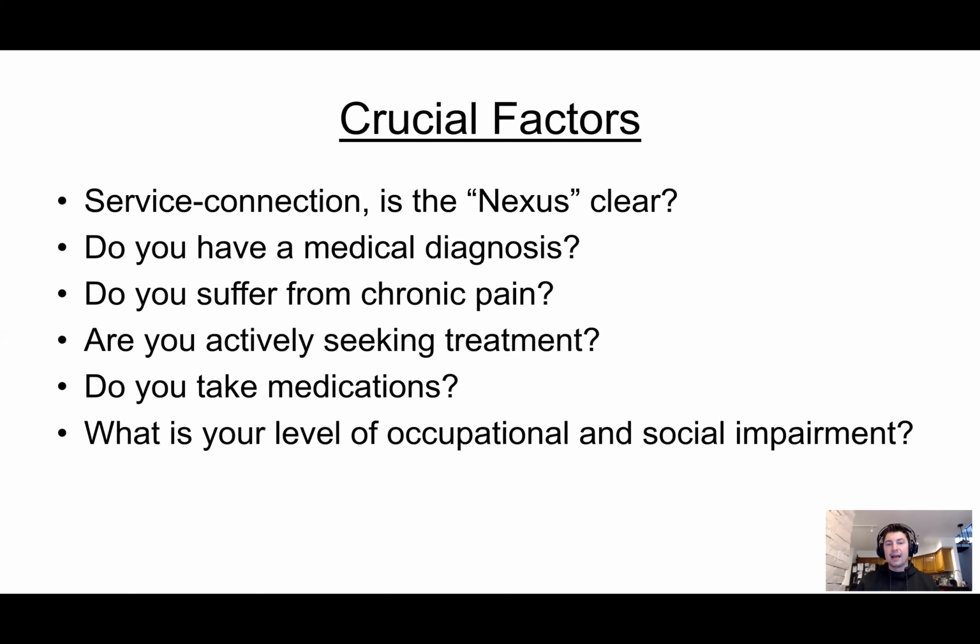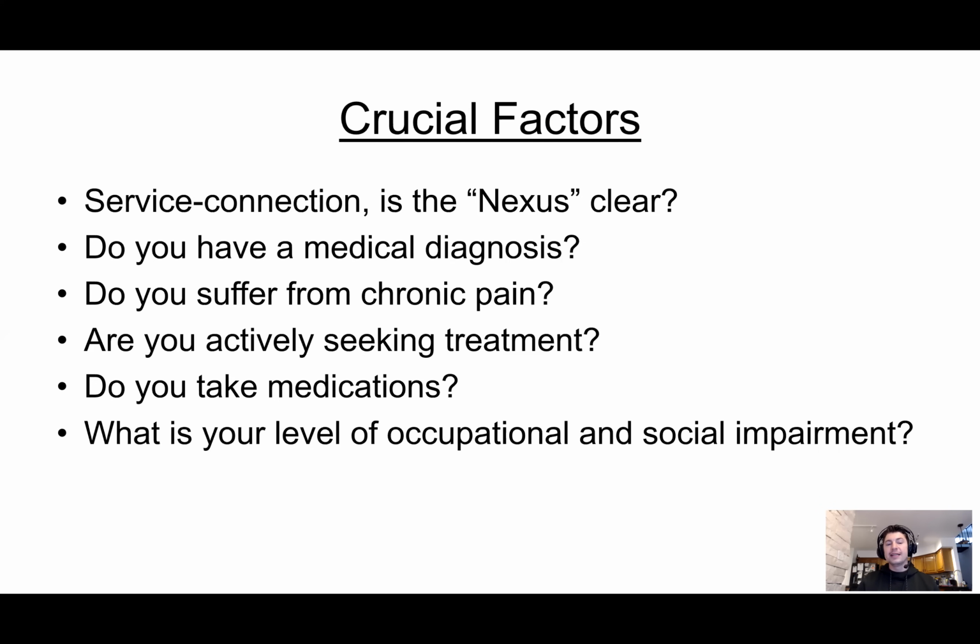Now, the other thing here is, do you even have a medical diagnosis? You cannot file a VA disability claim for somatic symptom disorder or any other condition if you don't have a medical diagnosis. So get to the doctor if you think you have an issue here. Do you suffer from chronic pain? If so, what is your chronic pain due to? Is it due to another service-connected disability in your body? Because if so, you're probably going to want to file somatic symptom disorder secondary to that condition.